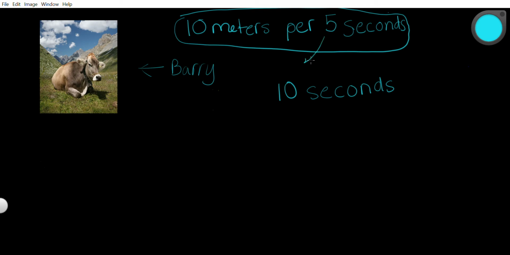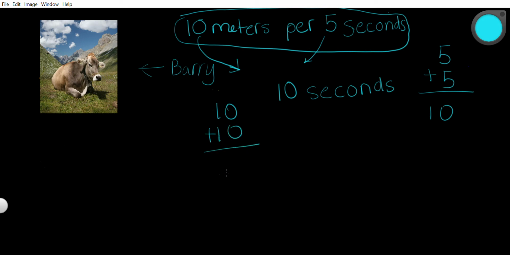So you multiplied this. You said, okay, I'm going to multiply it by 2. So what you did, you doubled it. You said 5 plus 5, which is the same value, which is going to get me 10. So when we do that, we have to do this over here too. So what is 10 plus 10? Well, 0 plus 0 is 0, 1 plus 1 is 2. So we have 20.